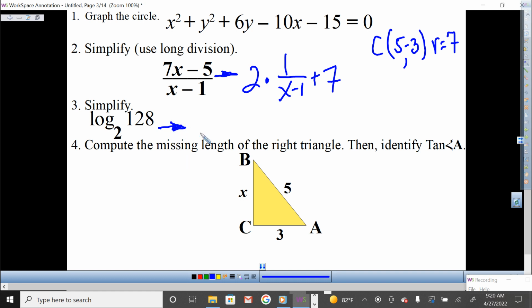Number 3. Y equals 7. Hands if you got that. That is correct.